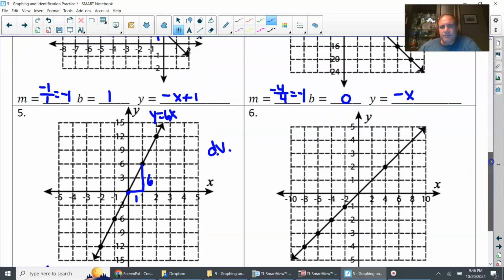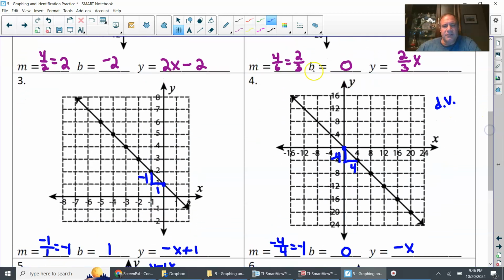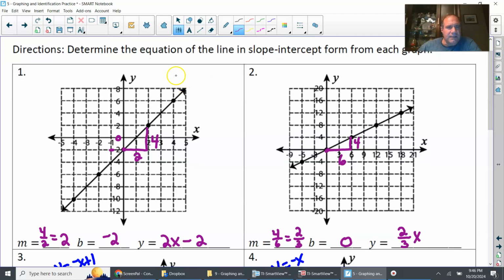And I forgot to put the equation of each of the lines. This is y equals negative x. This one is y equals negative x plus 1. And then we're going to switch to another color. And this is y equals 2x minus 2. And this is y equals 2 over 3x.